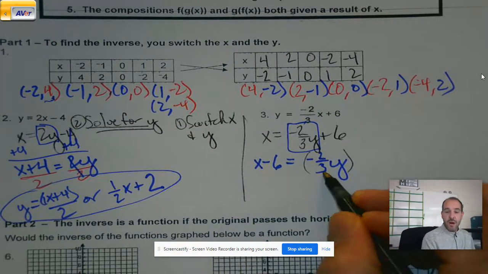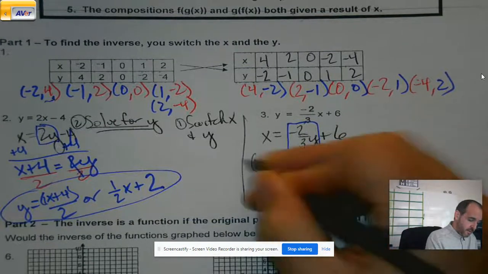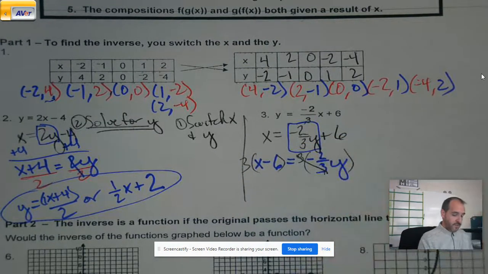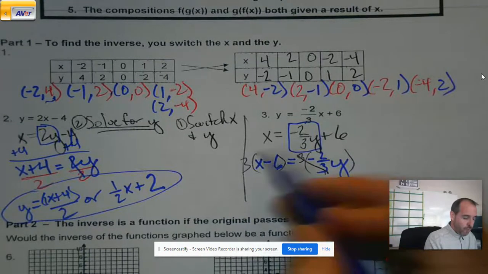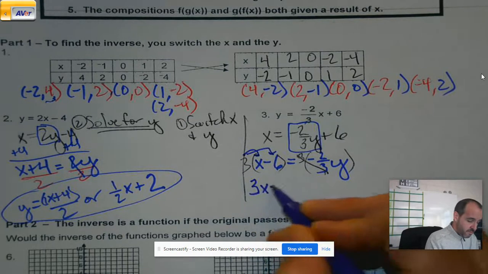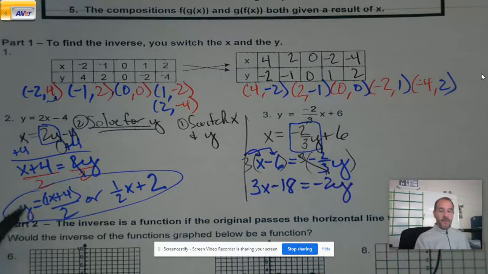The fraction part is divide by 3. So we do the opposite, and we multiply by 3. Now, if you want to, and I would, I'd go ahead and distribute the 3. And all of a sudden, this looks a lot more reasonable. Okay, a lot more of what we're used to.